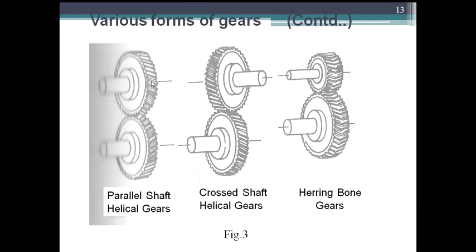Here, the power transmitting capacity of a helical gear is more than that of a normal spur gear. Helical gears have more capacity of power transmission than normal spur gears. Here we can see parallel shaft helical gears, crossed shaft helical gears, and herringbone gears. Here we have helical teeth on both sides: this side has one inclination and this side has another inclination, and these two meet at the middle of the gear.